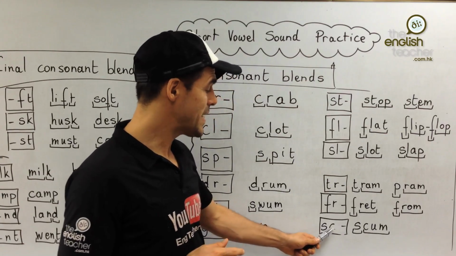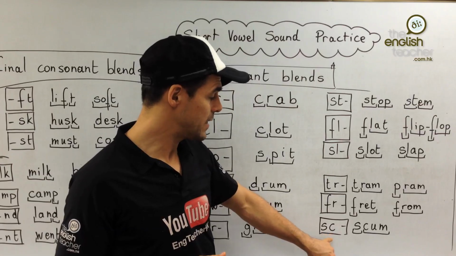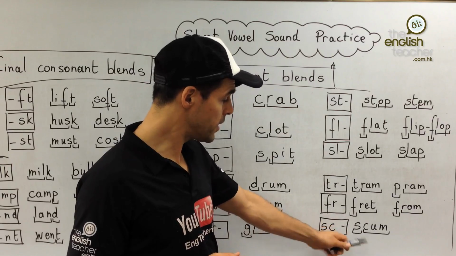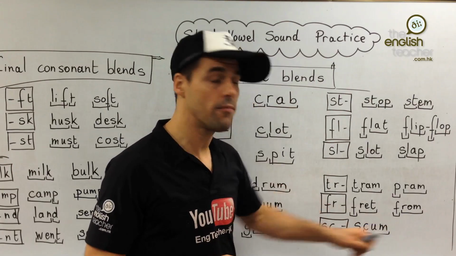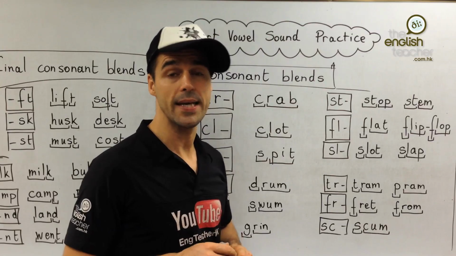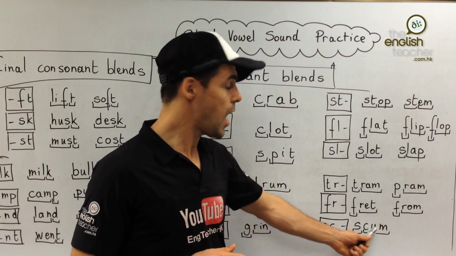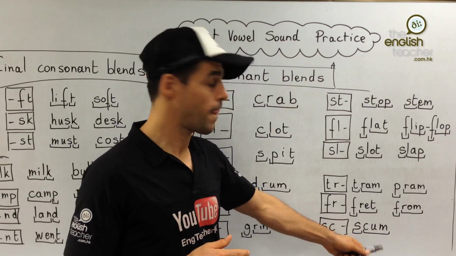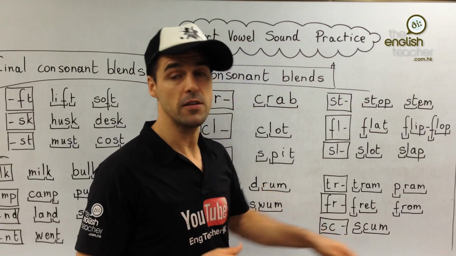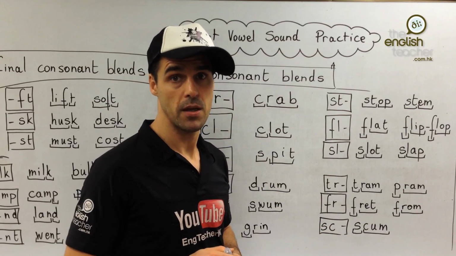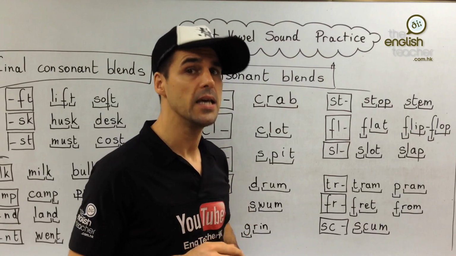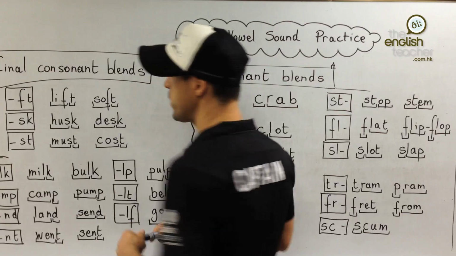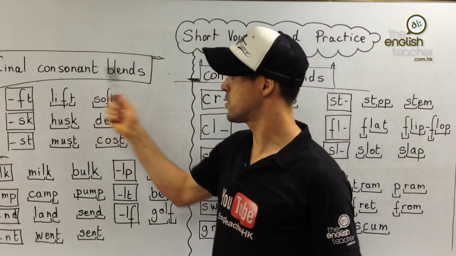Next, SC. The C sounds like a K in this case. I'll explain that in another video, why that is. But we're going to read CUM first. So we're going to read the U like in cup, okay? And this is ka. It's not cup, but it is come. Alright? And then with the S in front of it, it is scum. It sounds like an SK. Scum. Okay? Good. Now we're going to move on to final consonant blends.